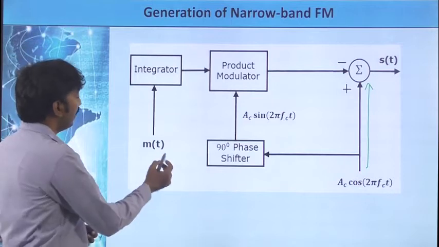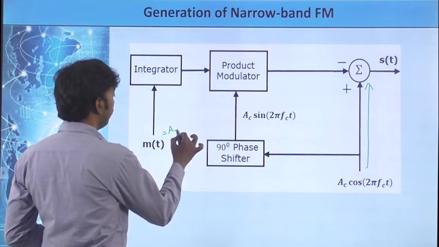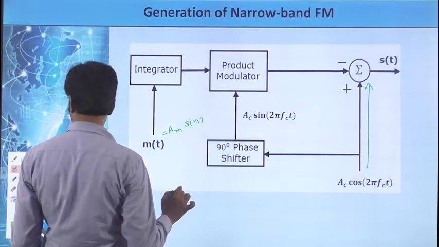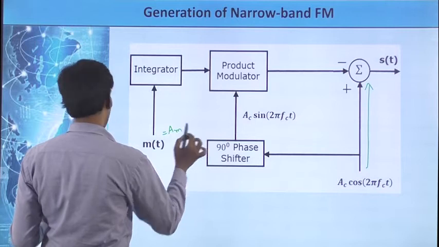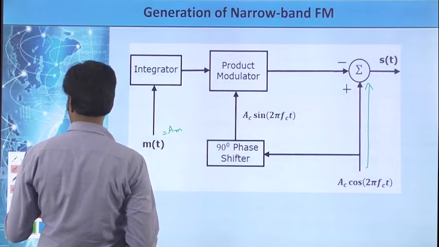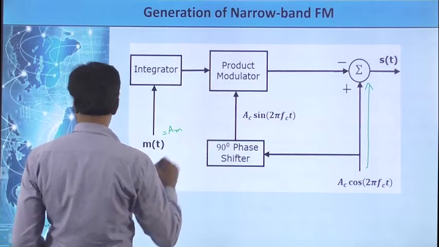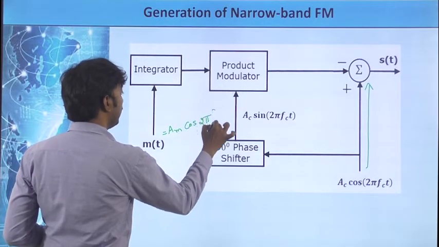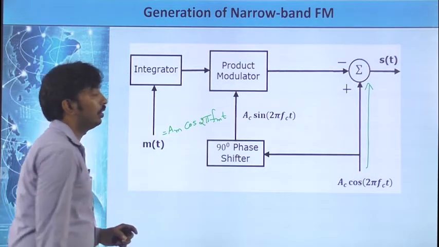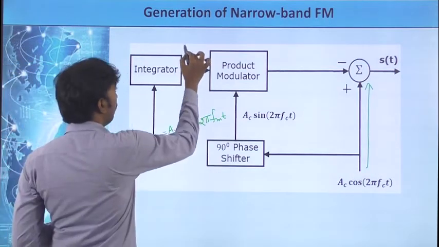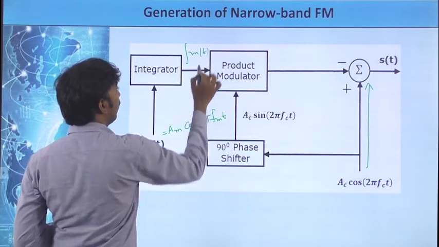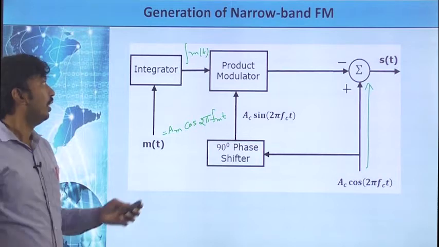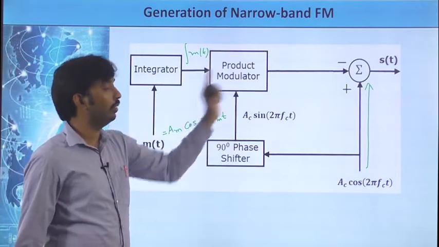Now here the m(t) is nothing but Am cos 2πfmt, which I am going to consider. So now here I am going to get the integral of m(t). That means the sine function, I am going to get sin 2πfmt by 2πfm.